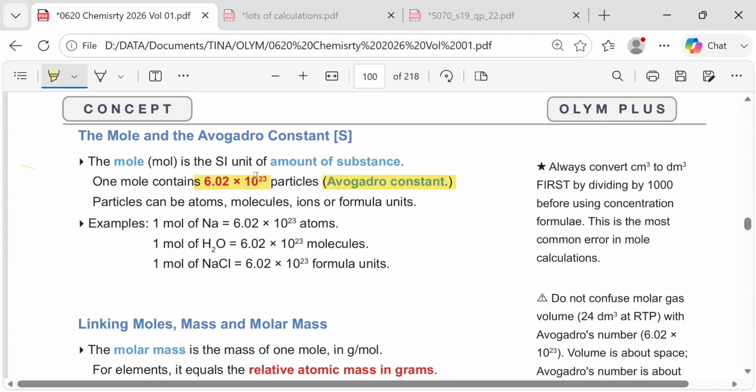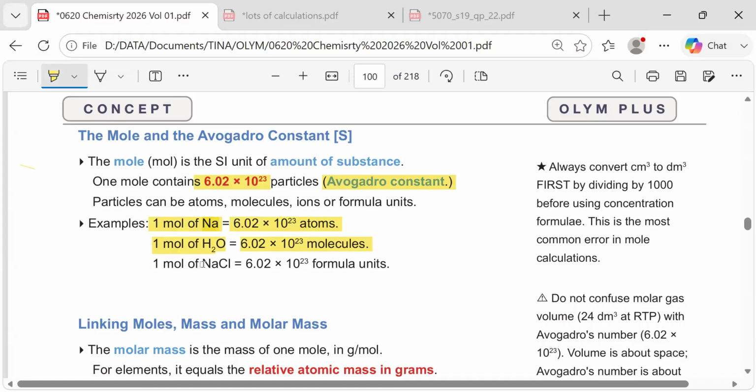When you have this many particles or this many atoms, the mass is equivalent to the molar mass. Let me explain to you. If I have sodium, it's just one sodium atom. But if I tell you I got 1 mole of sodium, it means I got 6.02 times 10 to the power 23 atoms of sodium. If I tell you I got 1 mole of water, it means I got 6.02 times 10 to the power 23 molecules of water.